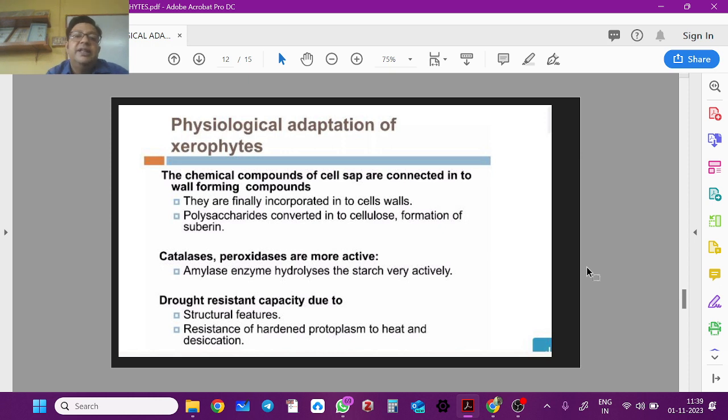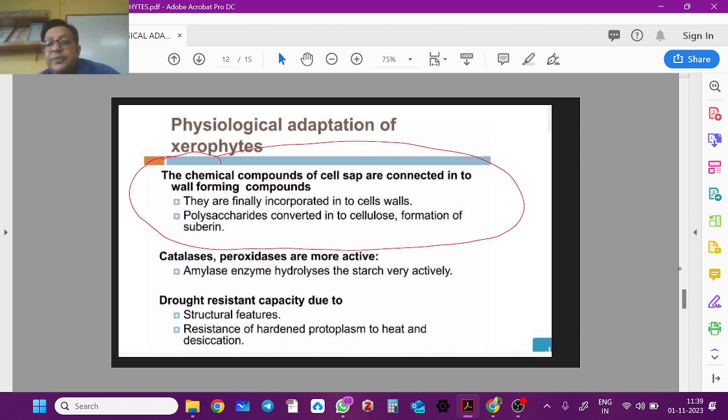So next, the chemical compounds. The chemical compounds of cell sap are connected to wall forming compounds. They are finally incorporated into cell walls. Polysaccharides are converted into cellulose, and suberin is formed. Polysaccharides are sugars which have lots of units of saccharides, glucose, many of them together. Cellulose is basically lots of units of glucose attached together.